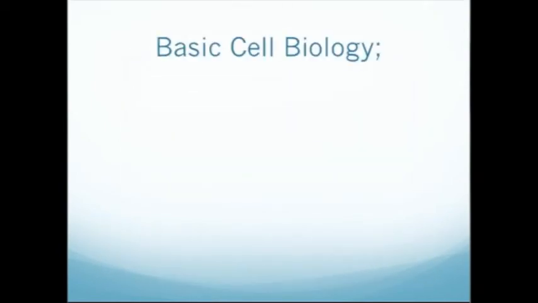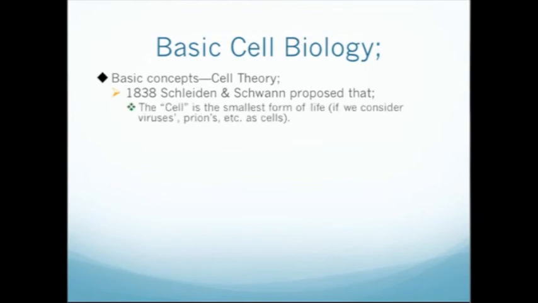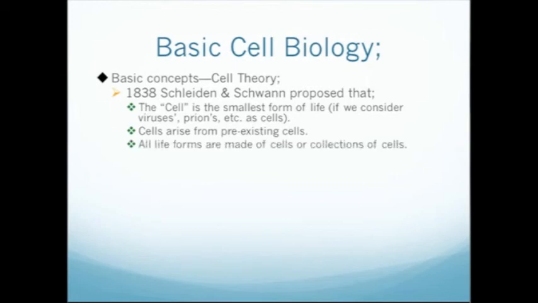Basic cell biology. There are some basic concepts such as cell theory. In 1838, Schleiden and Schwann proposed that the cell is the smallest form of life, if we consider viruses, prions, etc. as cells. Cells arise from pre-existing cells. All forms of life are made of cells or collections of cells.